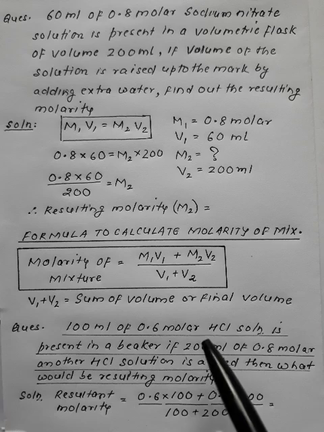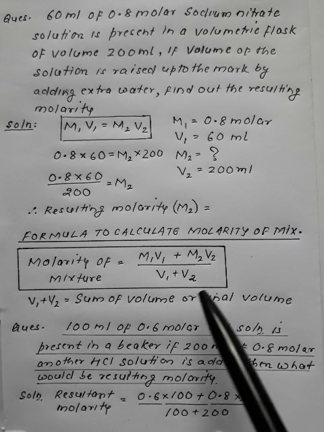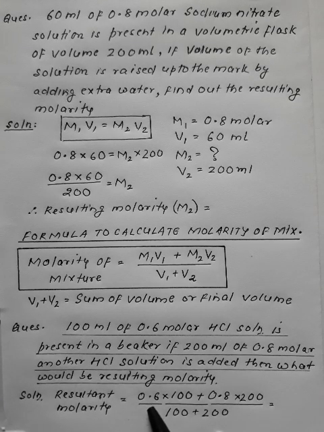So the resultant molarity is M1 into V1 plus M2 into V2 upon V1 plus V2. The value of M1, the molarity of solution 1, is 0.6 into the volume of solution 1, which is 100, plus 0.8, the molarity of solution 2, into 200, the volume of solution 2, upon the sum of the volumes. It is 100 of one and 200 of the other, and the sum of the two will give you the resultant molarity. This is how we can calculate the resultant molarity if two solutions are mixed together.